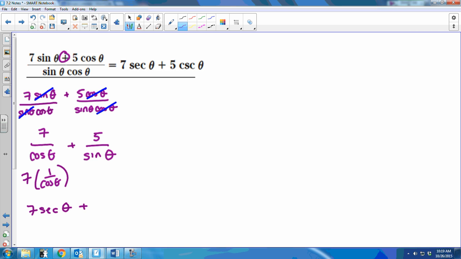Same thing for sine. It's like 5 times 1 over sine. So I have 5 cosecant theta, which is what I wanted to begin with. So I've shown that both sides are equal to each other.